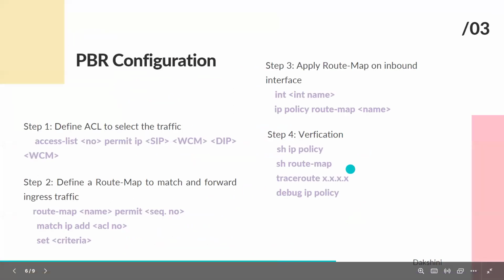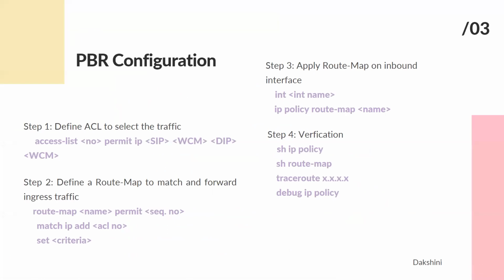Now, how to configure policy-based routing? The first step is to create an access list. First, we need to decide what will be my source and what will be my destination. So first, we will define an ACL. Second thing, we will call this ACL inside a route map.